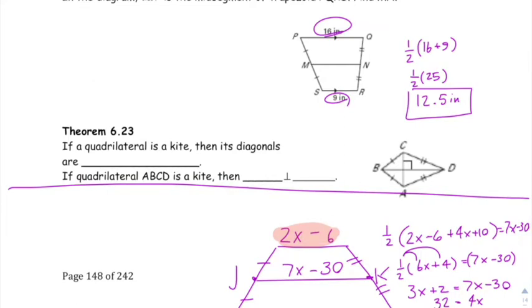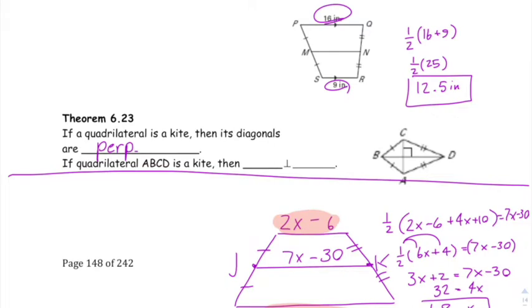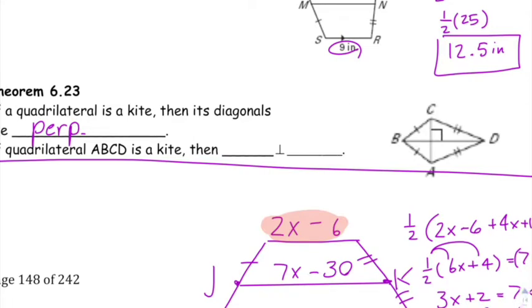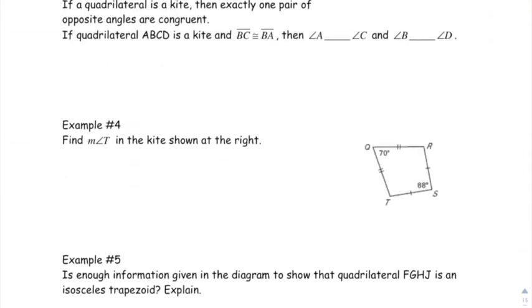Let's do this theorem here real quick. It's pretty easy. If a quadrilateral is a kite, then its diagonals are perpendicular. And this is actually really similar to the rhombuses right here. So these diagonals going like that, those are going to be perpendicular. You're going to say CA is perpendicular to BD. That's really all you got to do there. So I think we might use that a couple times here.